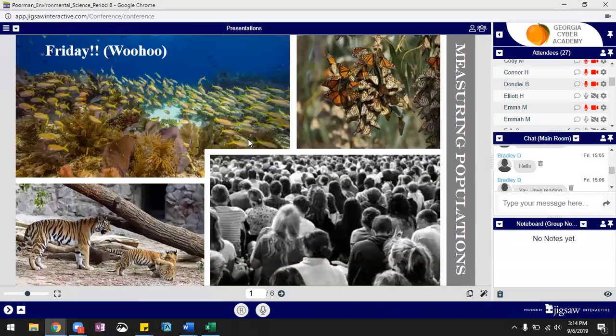Today we're going to be looking at measuring populations, and we looked at populations a little bit yesterday. We looked at how populations were distributed and how those populations change in size. Now, if you remember, there were three different types of distribution in populations.